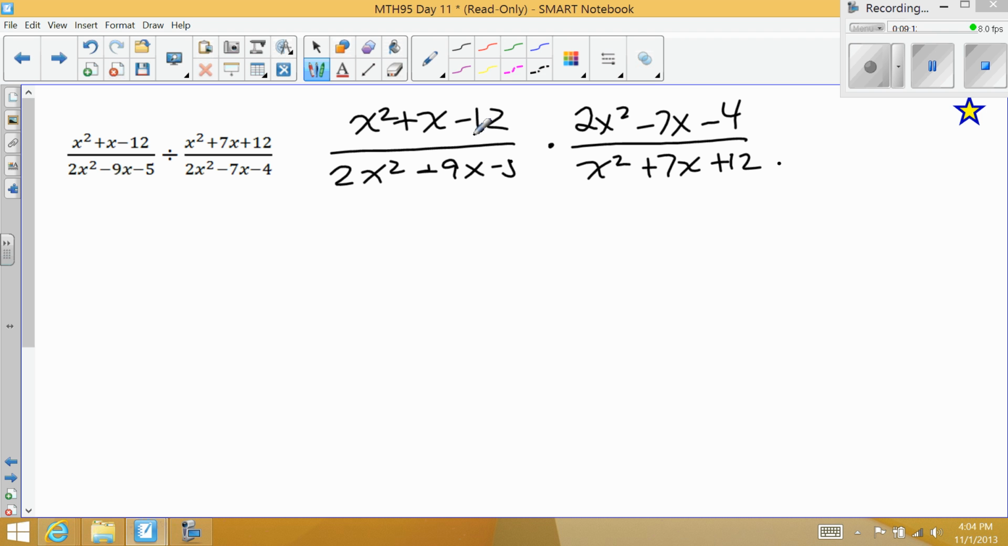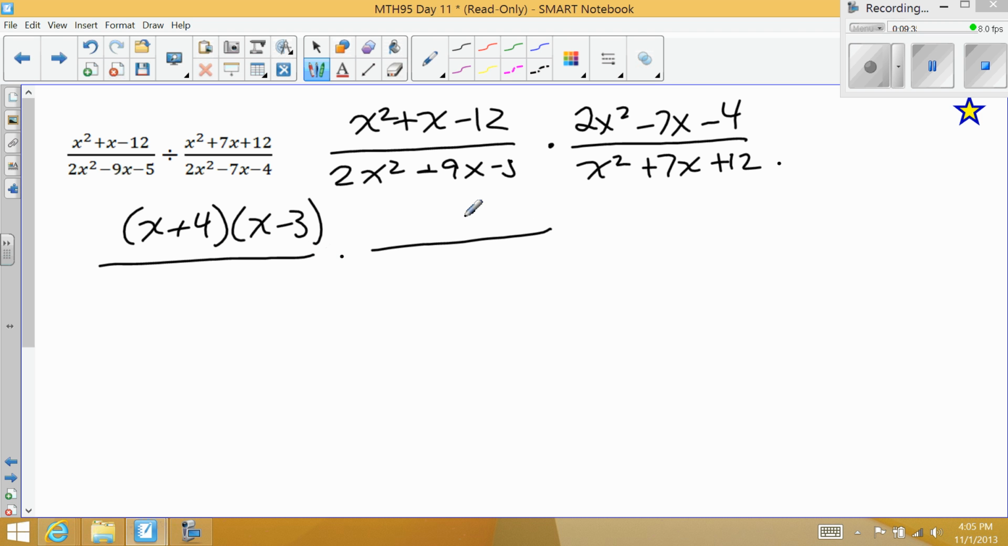So x squared plus x subtract 12. Let's see, I think a plus 4 and a subtract 3 will do that. 4 times negative 3 multiplies to negative 12, and 4 plus negative 3 adds up to the understood 1 in front of that x. I'll come back and take care of that later.